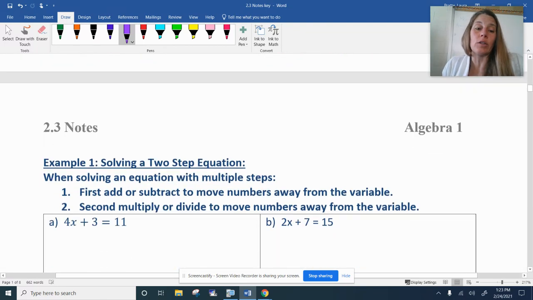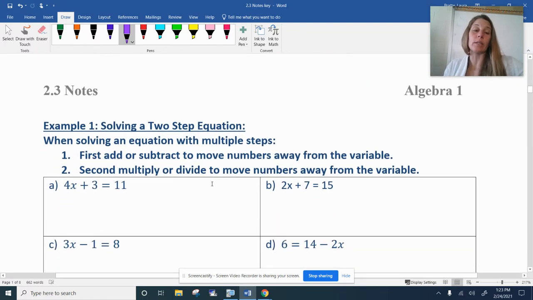Okay, on the following page in notes, you have a whole list of practice problems. Those answers will be provided to you on Google Classroom with the answer key, but I'm not going to go through them all now just for saving time. But here is just the refresher, solving the two-step equation. First, add or subtract to move the numbers away from the variable, and then second, multiply or divide to continue moving those numbers away from the variable.